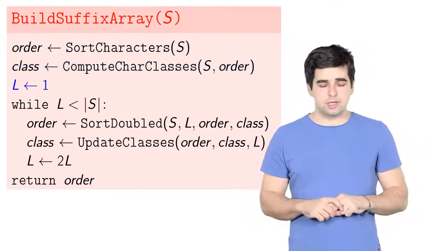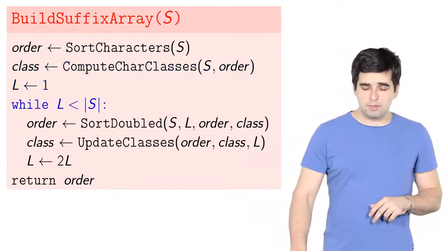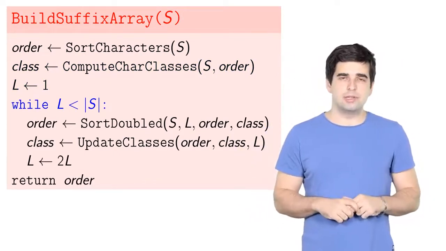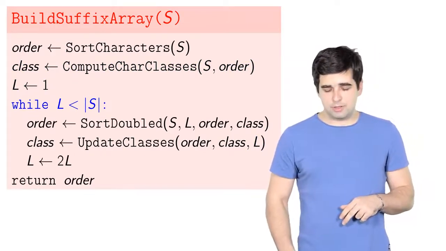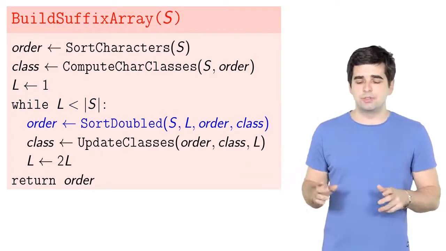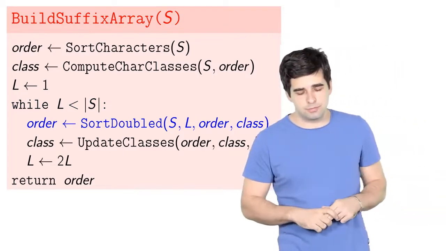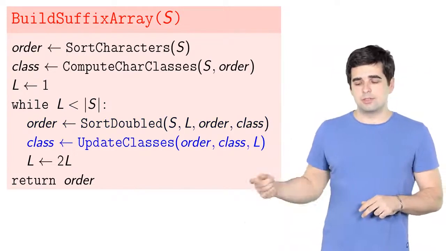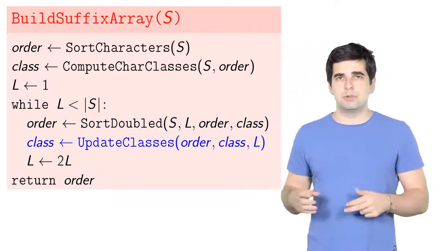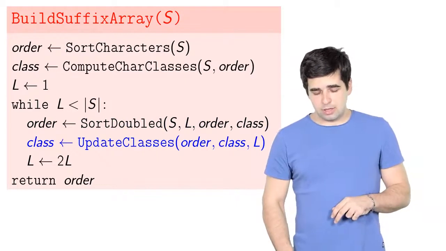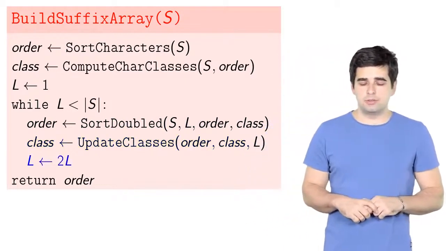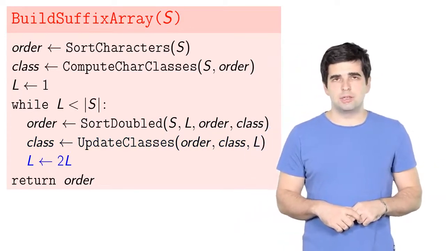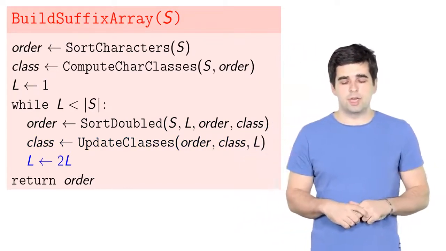And we initialize the current length as 1. And then we have the main loop, which proceeds while the current length is still strictly less than the length of the string. If it is, then we first need to sort the doubled cyclic shifts of length 2L, and then we also need to update their equivalence classes so that the next iteration can use them to again sort the doubled cyclic shifts. And then we just multiply L by 2 and go on in our while loop until we get to the situation when L is more than or equal to the length of S.